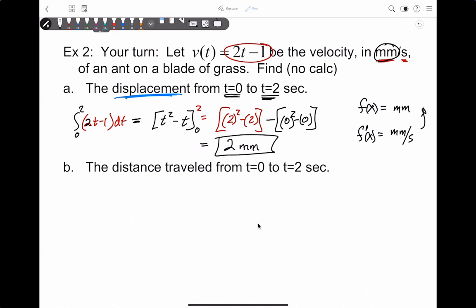So over here, we're going to look at f double prime. And if we were to take the derivative there, I just want you to remember what's happening. This will be millimeters per second squared.